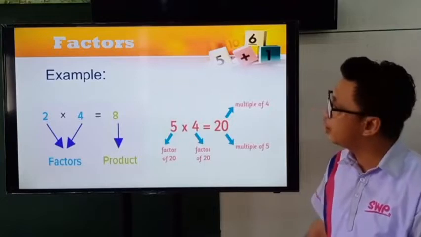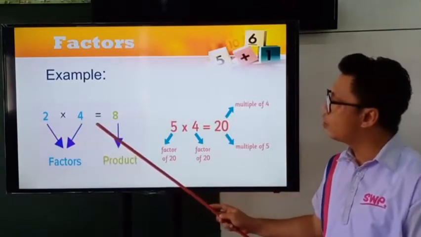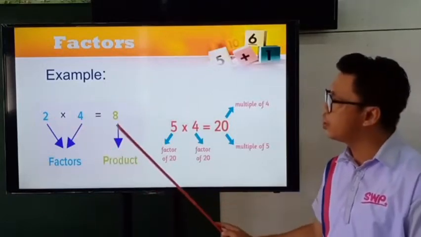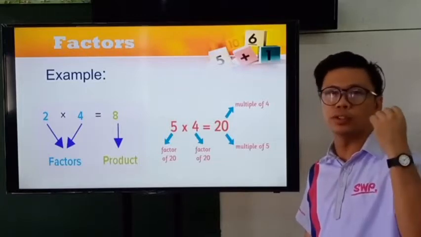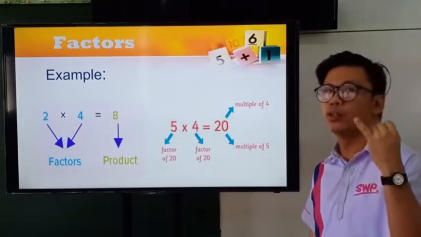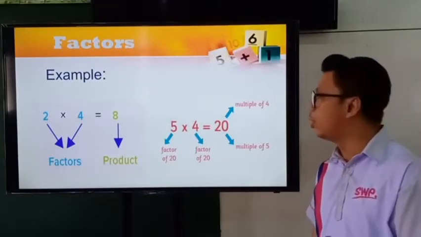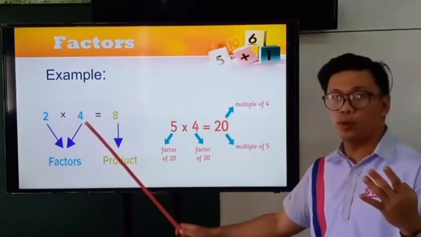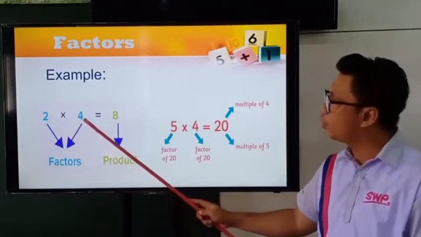We have here 2 times 4 equals 8. So we know that 2 times 4 is equal to 8 in multiplication. We will start with 1. So 2 times 1 is 2. 2 times 2 is 4. 2 times 3 is 6. And 2 times 4 is 8.